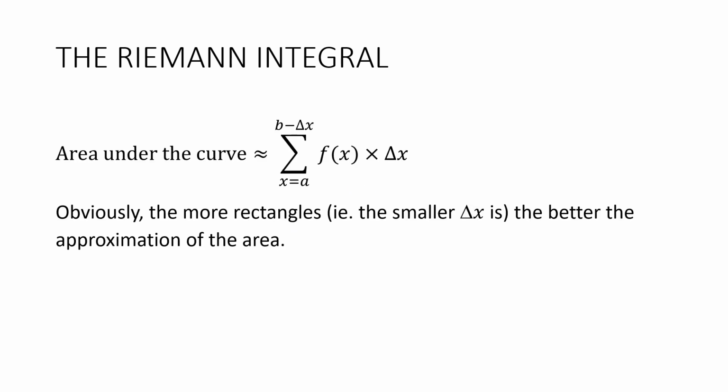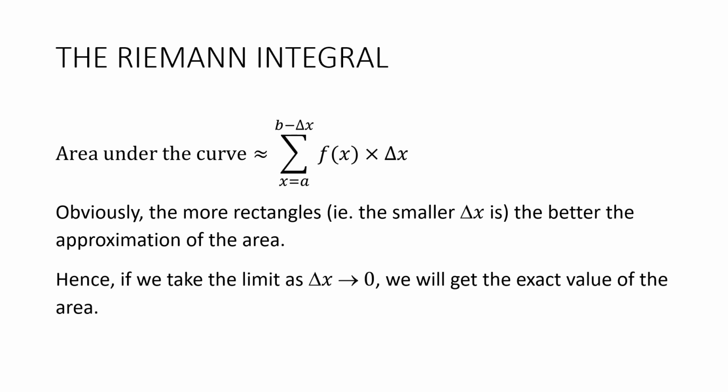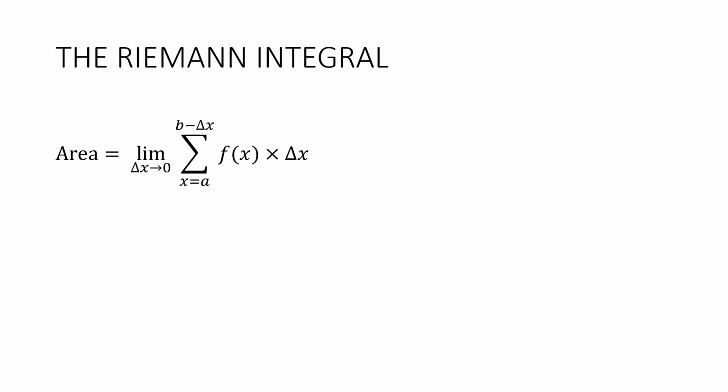Obviously, the more rectangles, that is, the smaller delta x is, the better the approximation of the area. Hence, if we take the limit as delta x approaches 0, we're going to get the exact value of that area. So the area under the curve between a and b is equal to the limit as delta x approaches 0 of the sum of the areas of all of those rectangles. And remember, the height of one of the rectangles is f of x and the width is delta x.